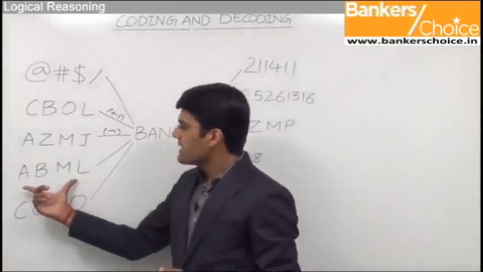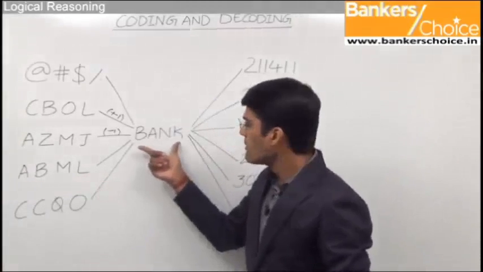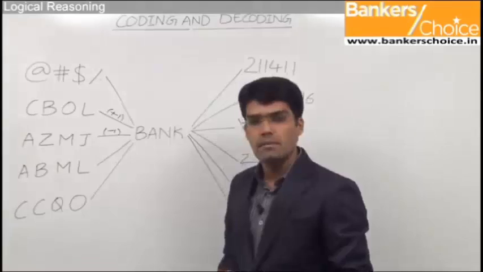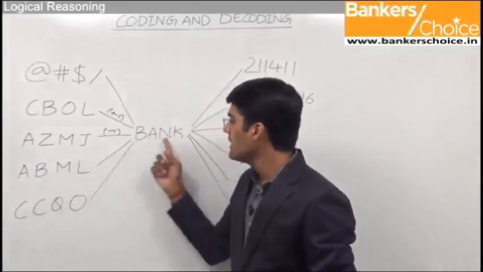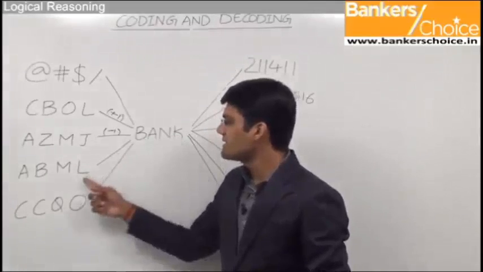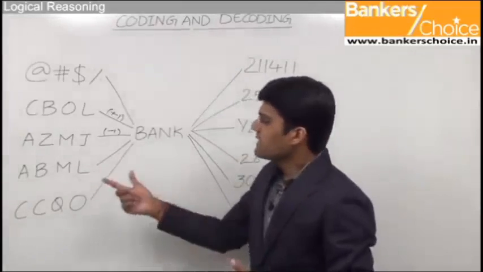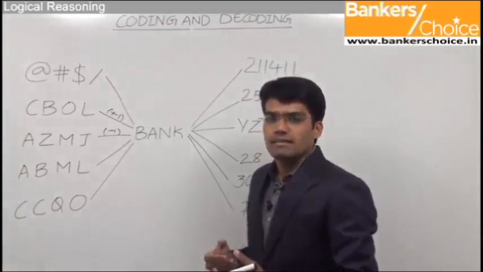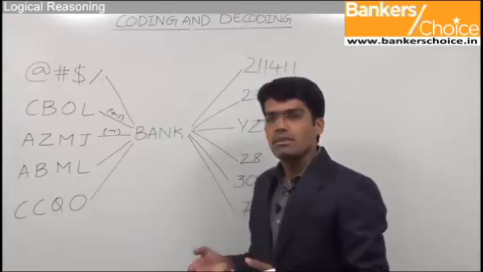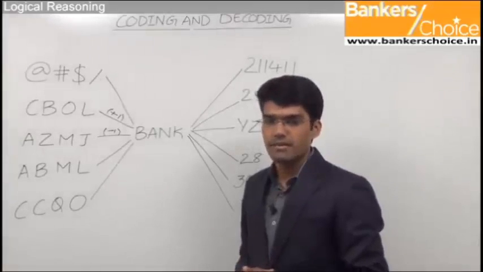Now the next one here is ABML. The word bank is taken as ABML. That is B is equal to A, A is equal to B, N is equal to M, and K is equal to L. Even in this form of coding, the letters have been shifted, but some of them have been taken in the forward direction and the others have been taken in the backward direction.